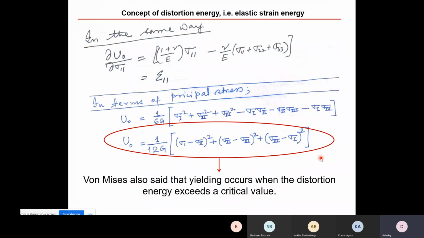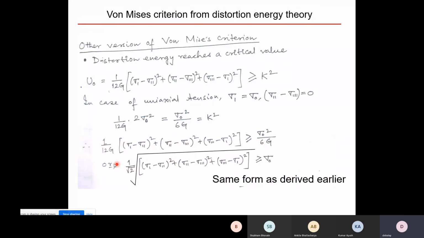So you will get the value of K. And if you get the value of K, you will get back the von Mises expression. The same expression will come back: 1 by root 2 times sigma 1 minus sigma 2 squared plus sigma 2 minus sigma 3 squared plus sigma 3 minus sigma 1 squared, greater than or equal to sigma naught. Same form as derived earlier. So in both ways you come, you will arrive at the same final expression.